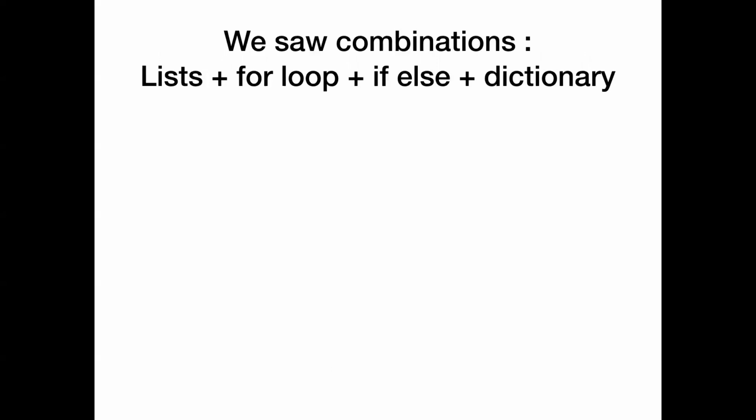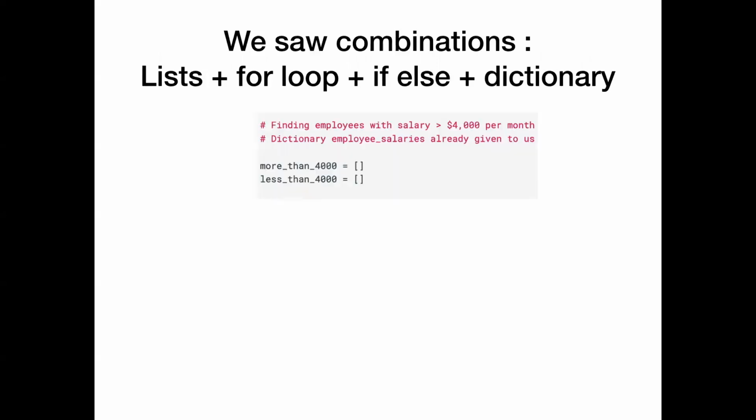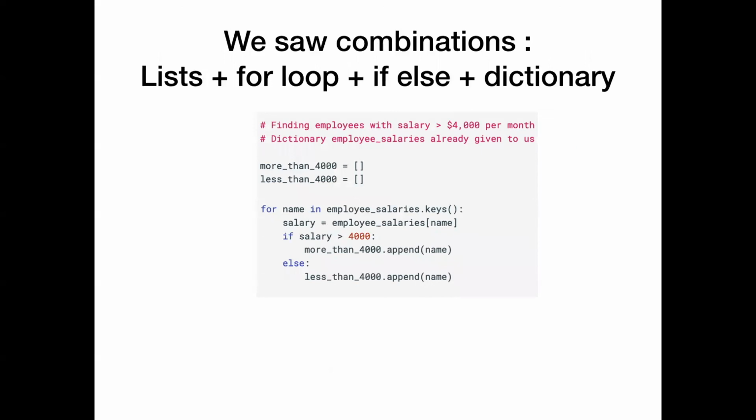We saw that we can combine these together. We saw an example of lists plus for loop plus if-else plus dictionary all in one. We saw that we have these two empty lists. We loop over it. We check if the salary is greater than some value, then we store something, otherwise we store something else. And I think now this would be less scary than it was when we first saw it in lecture 2 or 3. Right. Are there any questions up till here?